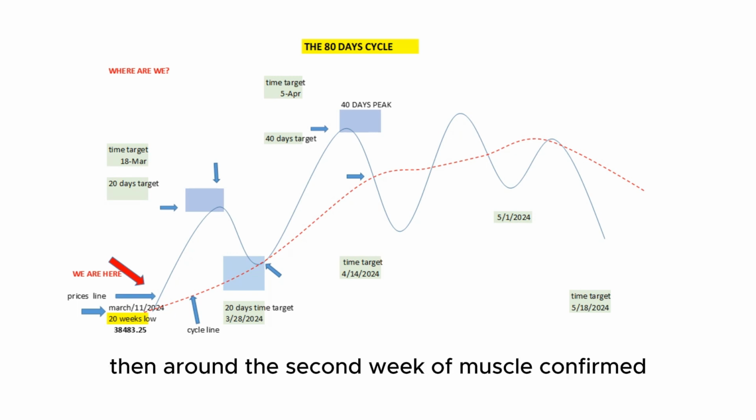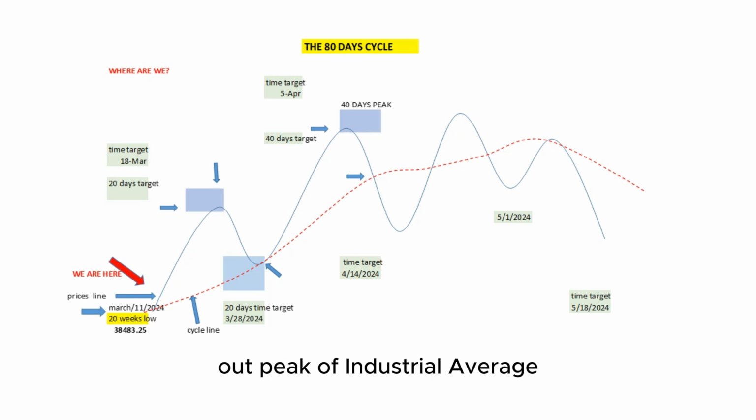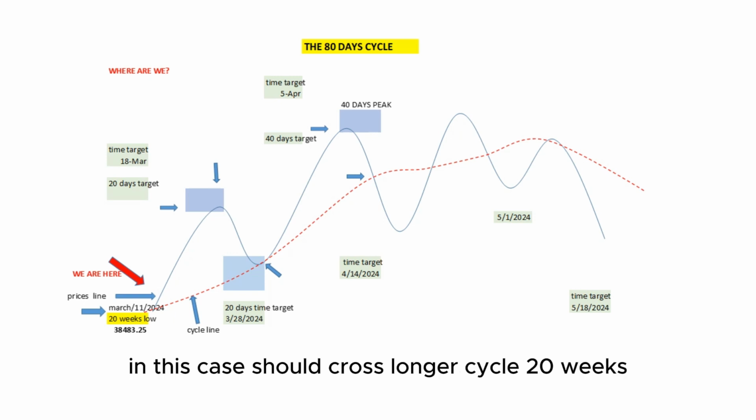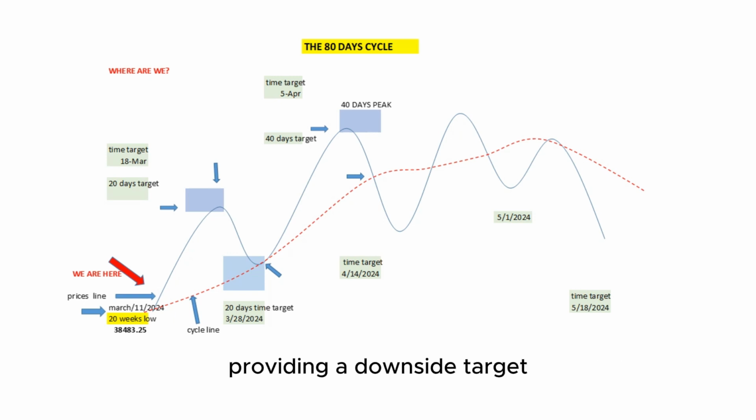Then around the second week of April, confirmed the Dow Jones Industrial Average. In this case, the next longer cycle is the 20 weeks, providing a downside target, meaning the 20-week cycle low at the time of the crossing is still ahead of the 40-day cycle line, and made a 40-day cycle low around April 14th. The next one is expected on May 18th.